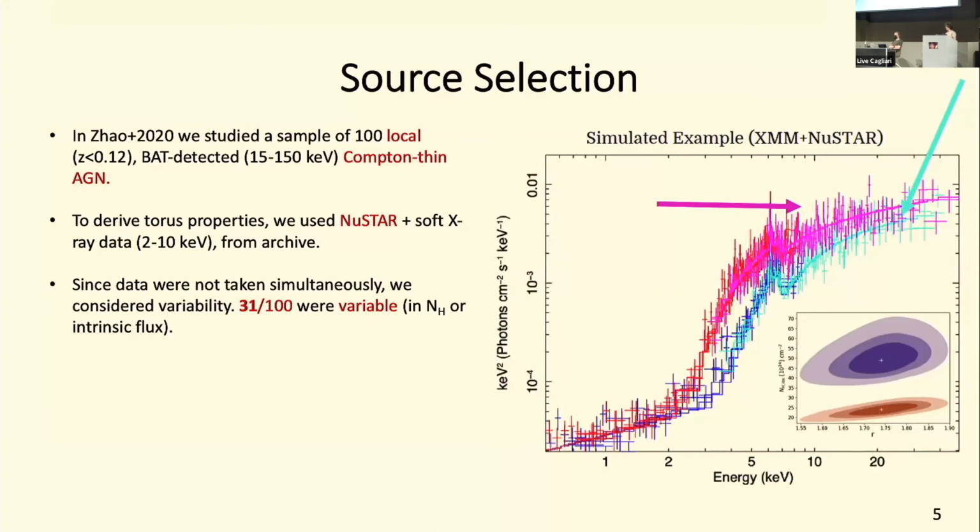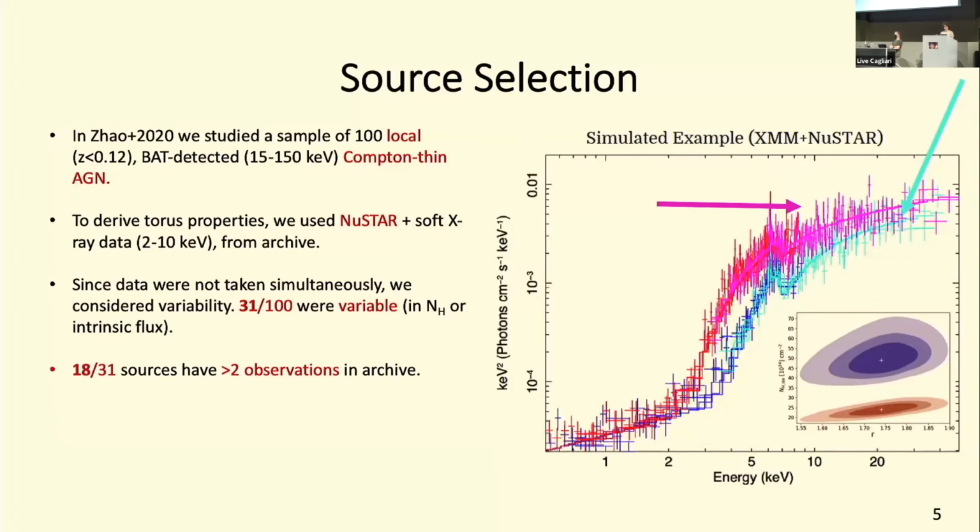However, it is not trivial when you only have two observations to disentangle the intrinsic flux variability from the NH variability in the line of sight. Therefore, when we went through this sample again, we selected all 31 of these sources that showed, according to the best model by Zhao et al., either NH variability or intrinsic flux variability as potentially NH variable sources. And in fact, 18 out of these 31 sources had multiple additional archival data.